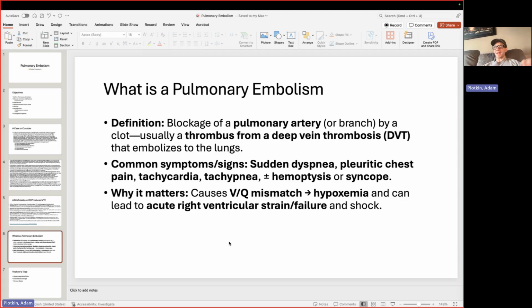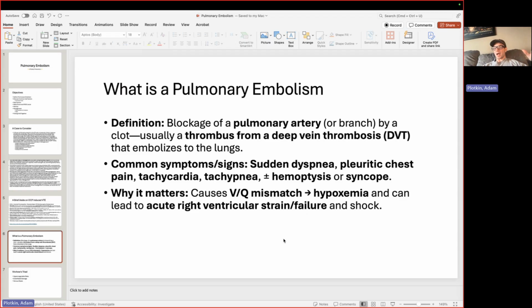So again, the combination of these signs and symptoms should all key you in on PE. And I think the key here is it's a sudden onset. Most of the time, there is something called chronic thromboembolic pulmonary hypertension, right?